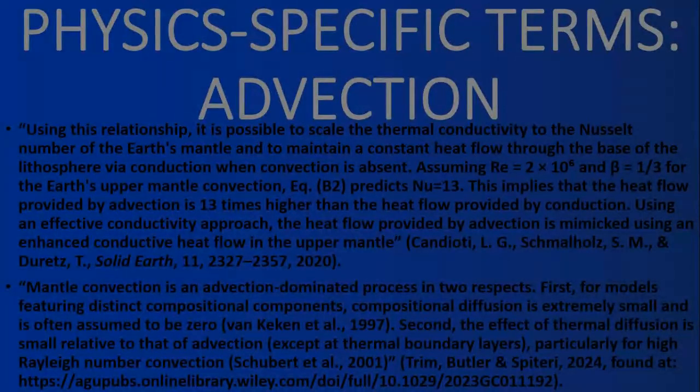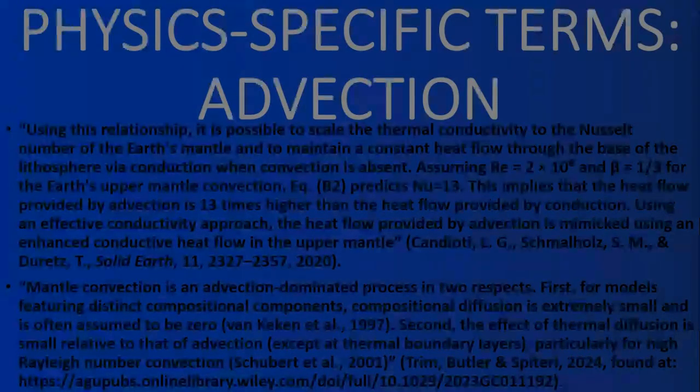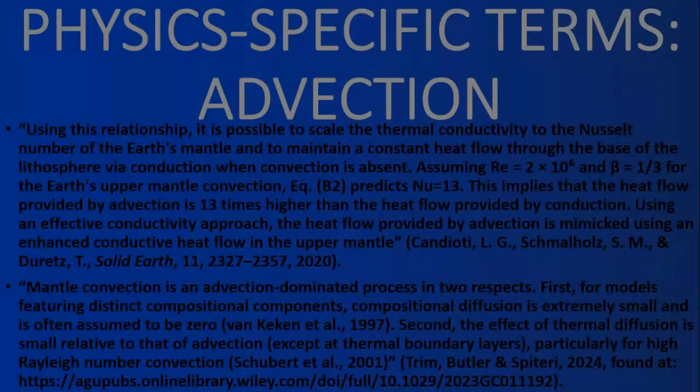Here's a quote. Using this relationship, it is possible to scale the thermal conductivity to the Nusselt number of the Earth's mantle and to maintain a constant heat flow through the base of the lithosphere via conduction. If you don't know what the lithosphere is, essentially it is the crust and the upper mantle. That's what qualifies as the lithosphere. Via conduction when convection is absent. Assuming Rayleigh equals 2 times 10 to the 6 power and beta equals 1/3 for the Earth's upper mantle convection, equation B2 predicts Nusselt equals 13. This implies that the heat flow provided by advection is 13 times higher than the heat flow provided by conduction.